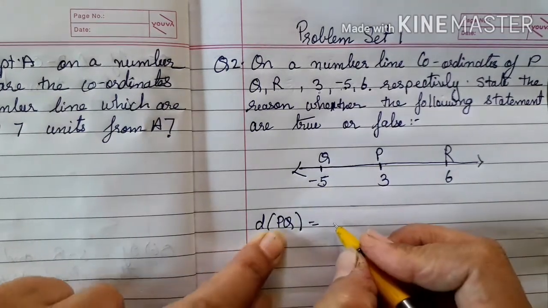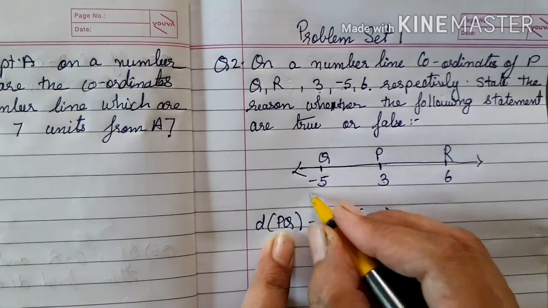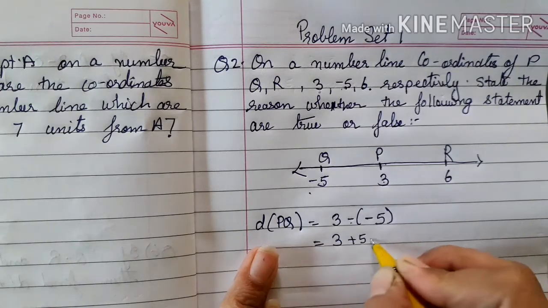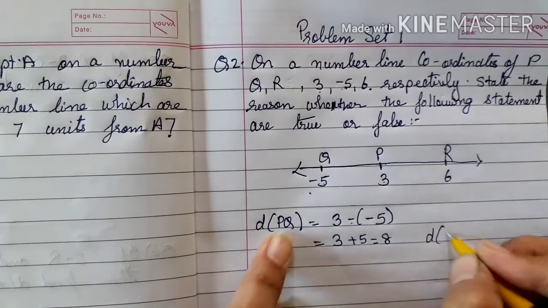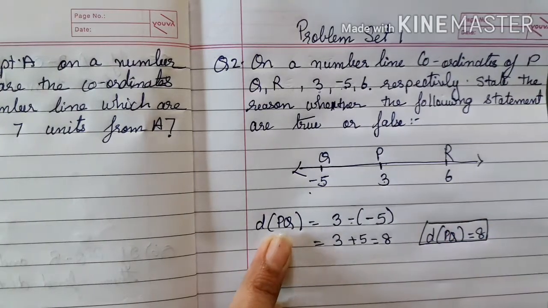Distance of PQ, P was supposed to be 3. We have to subtract it with -5. Got it? So 3 minus and minus plus, that is supposed to be 8. So distance of PQ is supposed to be 8. This is the first condition that we have found.